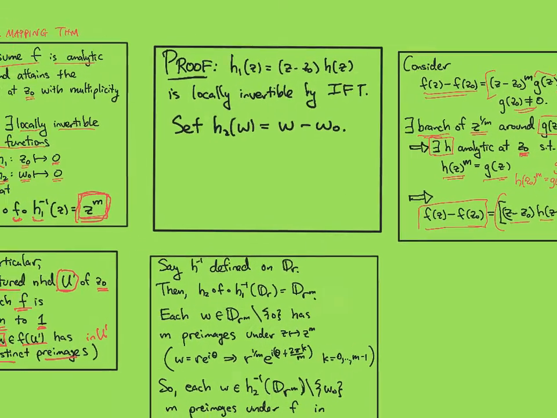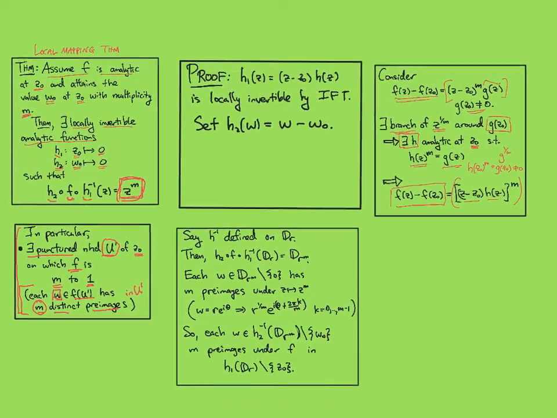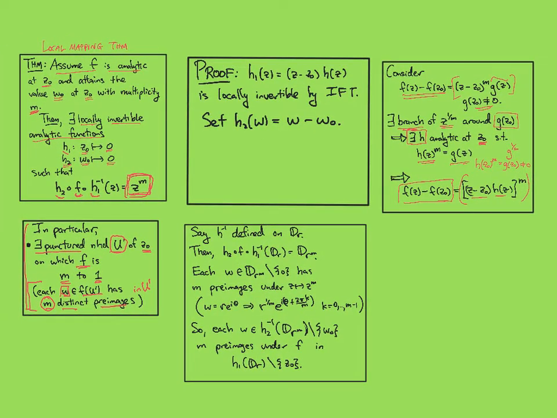So this h1 that we need in the theorem is just going to be z minus z0 times h, because h's value at z0 is non-zero, so this has non-vanishing derivative at z0. And so it has to be locally invertible by the inverse function theorem. So that's h1, and that's all we need for h1. And then h2 is just going to be w minus w0. So we didn't really have to put h2 in there, but it makes it look more uniform, I suppose.